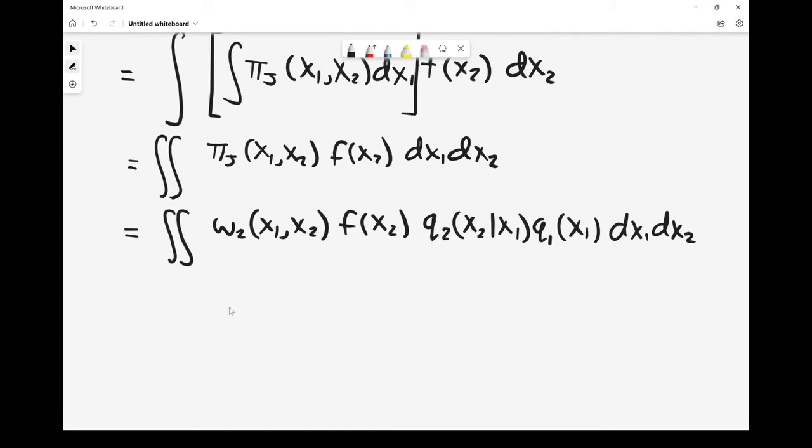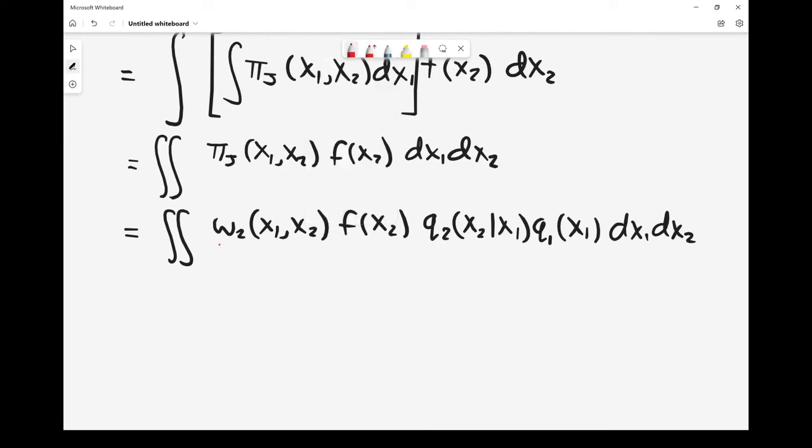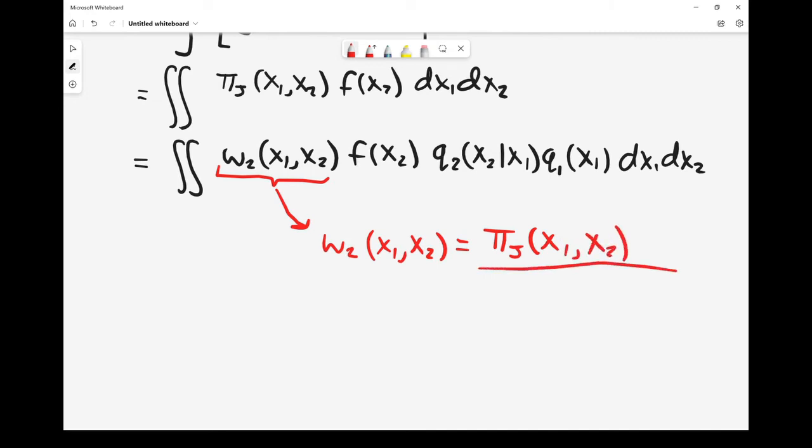So if I take a closer look at these weights, the weights at iteration 2, x1, x2, are equal to the target, which is now the joint, defined over both x1 and x2, divided by this proposal, x2 given x1, and our proposal over x1.